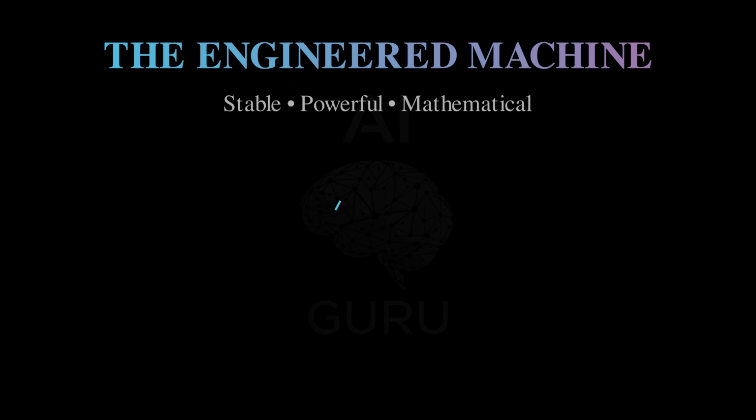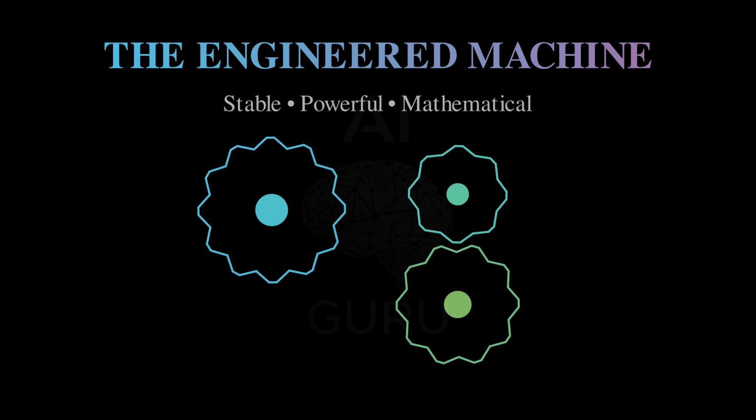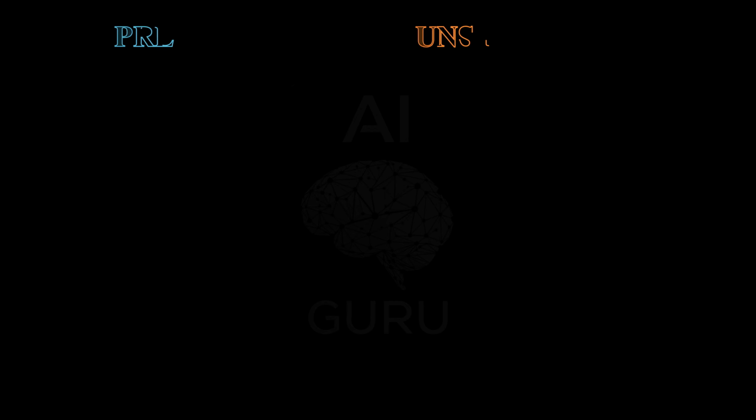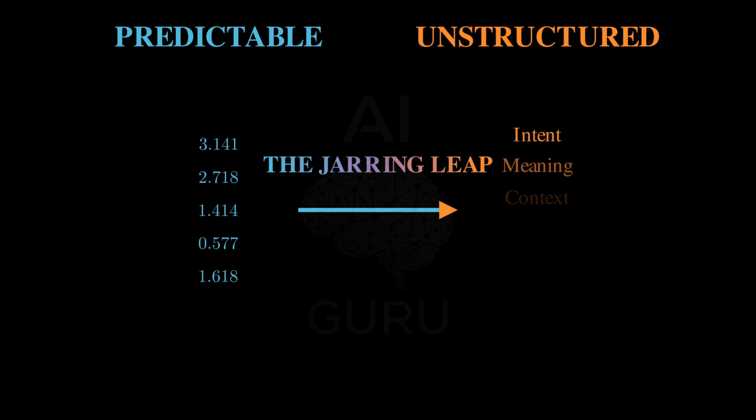We've built the engine, tuned the throttle, and engineered the safeguards. We have a stable, powerful, mathematical machine. Now let's apply this optimized system to the great, unstructured chaos of human communication. The transition from the mathematics of optimization to the fuzziness of language can be jarring. It is, but it's the logical next step.